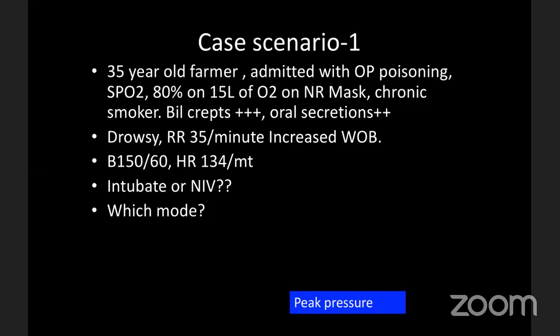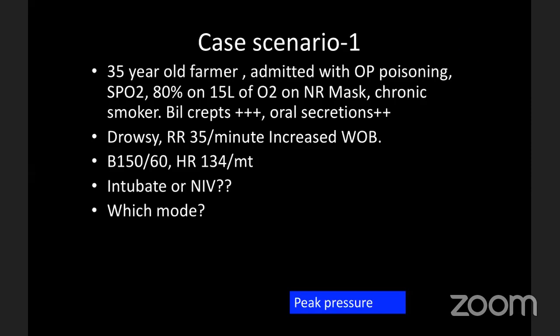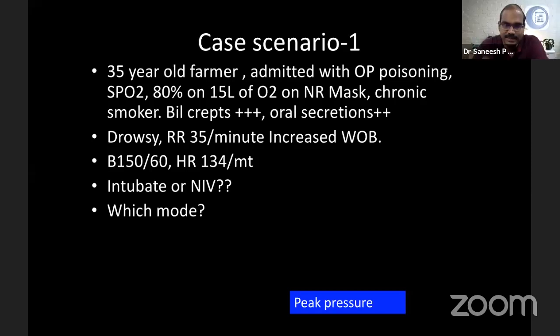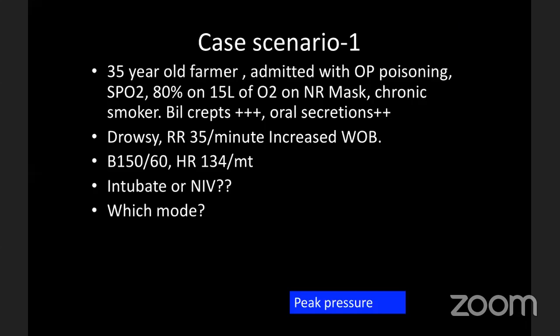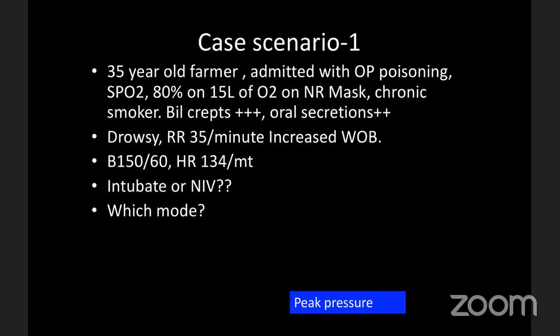Okay. Not only that, initially his sensorium is low. When there are enough oral secretions, you will have more chance of aspiration when you go in for non-invasive ventilation. So your idea is to proceed with invasive mechanical ventilation. Agreed. So which mode? We'll concentrate on ventilation. The patient's respiratory rate is 35 and saturation is 80%, and there is increased work of breathing. So first I would like to put the patient on volume or pressure control ventilation. Okay.